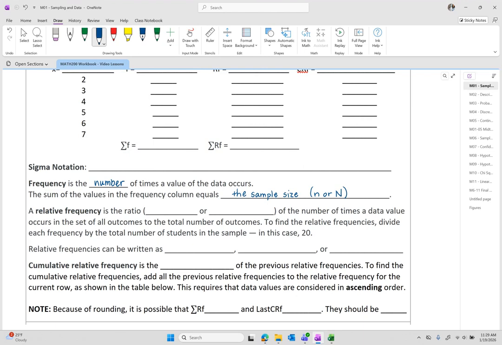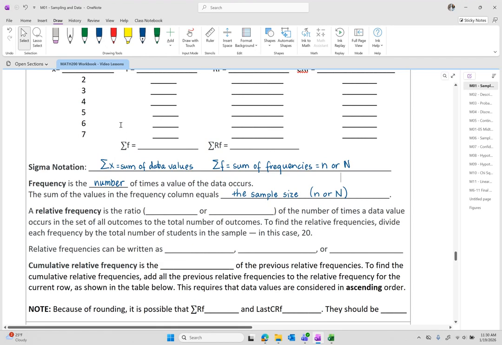And the sum uses the sigma notation. So the sum of the values of the data values x will equal the sum of the data values. And the sum of f will equal the sum of the frequencies, and that has to equal n, either lowercase if that's a sample or uppercase if that's the population.